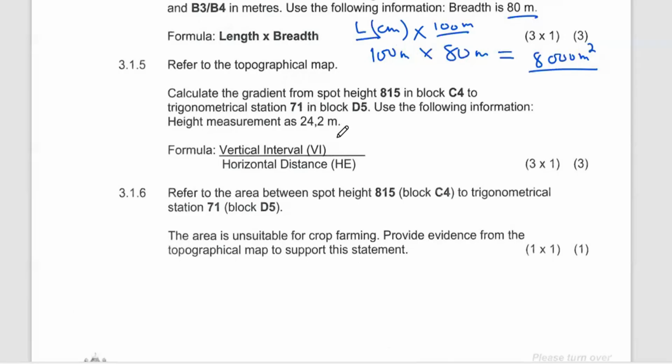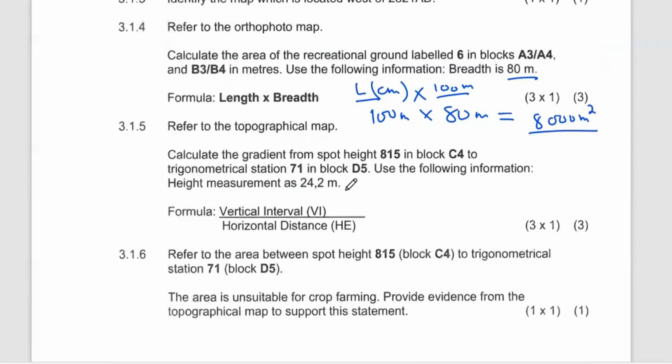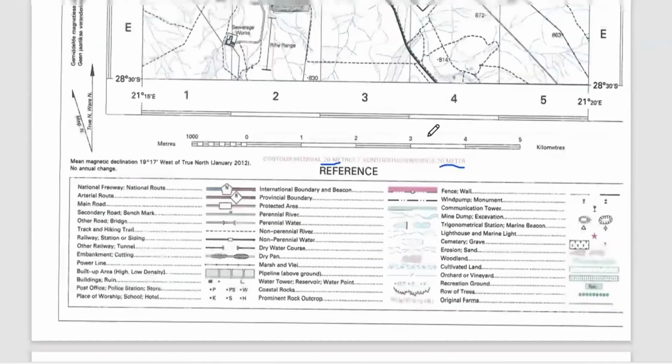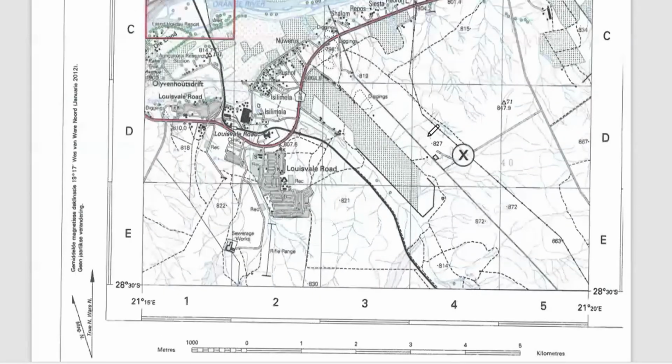Which implies that what you need to do here when you're calculating gradient, let me simplify that. Let's go to our area between spot height in block C4 and trig station in block D5. Going back to our map, this is our topographical map. Our block C4 is here. We have our spot height here. I think you can see where it is. And also we have our trig station in block D5, which is station number 71.